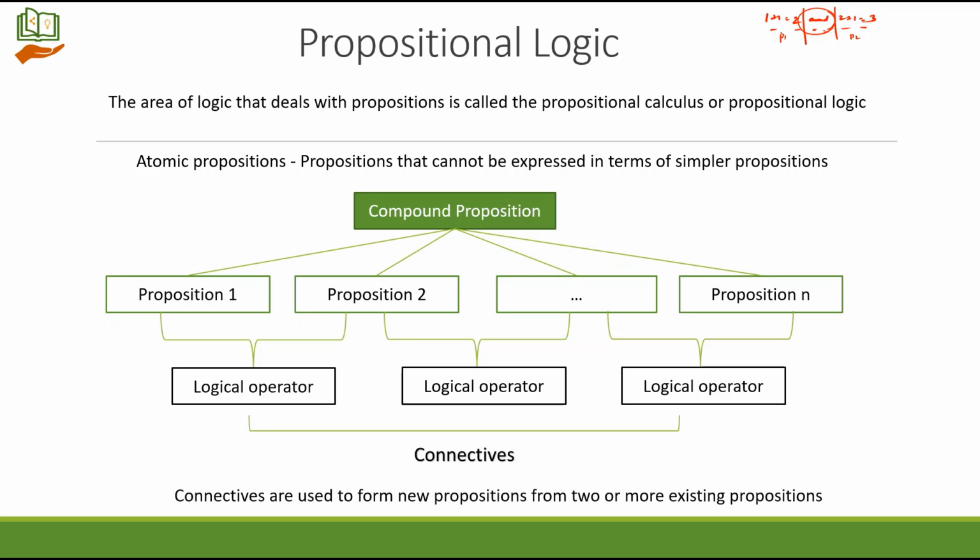Why am I splitting logical operator and connective here? Only when you combine two or more propositions can you use the term connective. But there is also a logical operator which involves only a single proposition. At that time you cannot use the term connective. Whatever operations you do with a logical operator will fall under logical operations. So propositional logic is about all those operations.